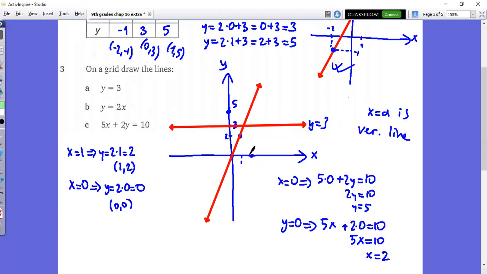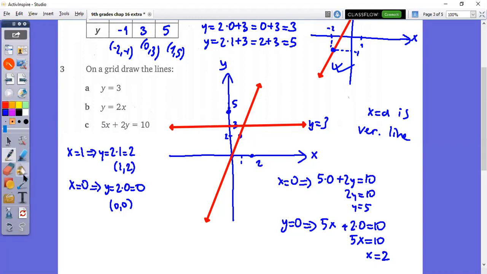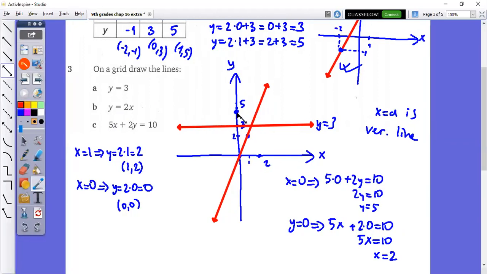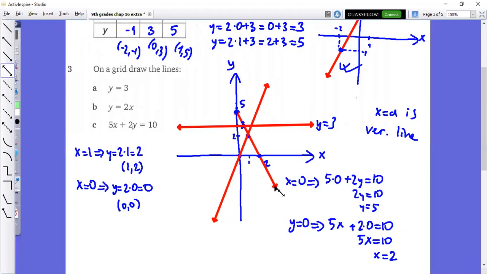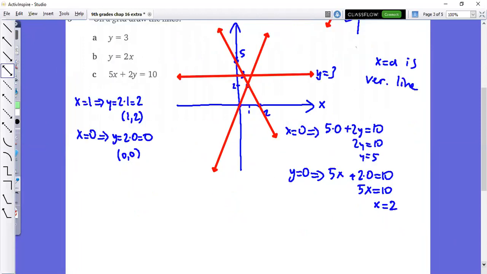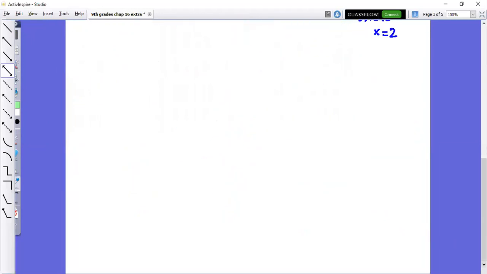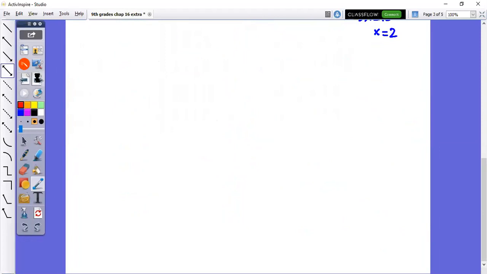Ladies and gentlemen, here x-intercept, here y-intercept. We will draw a line passing through these 2 points. There can be only one line at most we can draw passing through 2 points. From 2 points at most, one line passes through. Okay, next page.